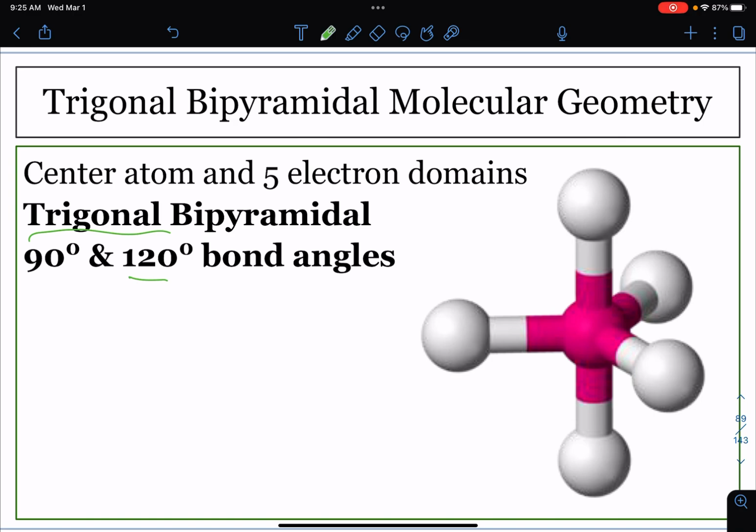But when we have an attached atom sitting on top and on bottom of the central atom here, then we now have bond angles of 90 right here, from the top to any of the sides or from the bottom to any of the sides.